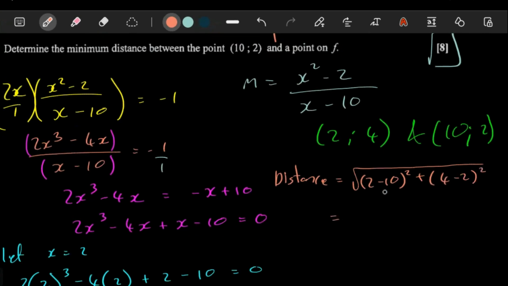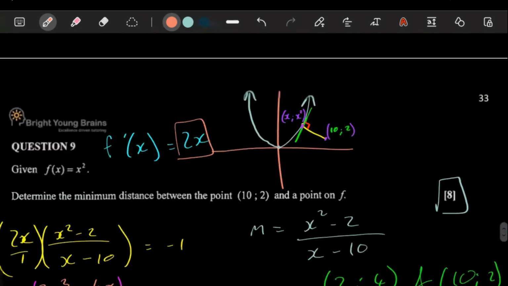And then here, let's just put it all in the calculator actually. You don't even have to worry about anything. 2 minus 10 squared plus 4 minus 2 squared. That's going to be 2 square root of 17. So 2 square root of 17 is the minimum distance between this point here and any point on our parabola.